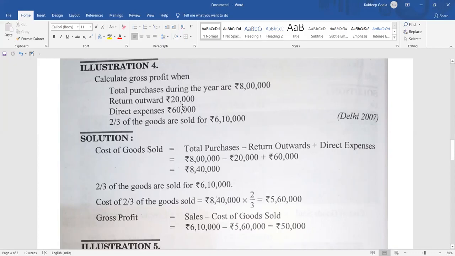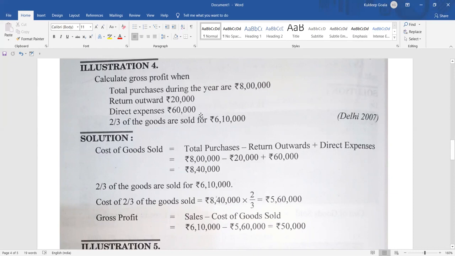So what will be the adjustment here? 8 lakh minus 20,000, because the return is there of 20,000. So the net purchase will be 7 lakh 80,000. Why are we deducting it? Because that has been returned now. It is not there with us. That is why we take the net purchase of 7 lakh 80,000, 8 lakh minus 20,000, right? The direct expenses were 60,000.